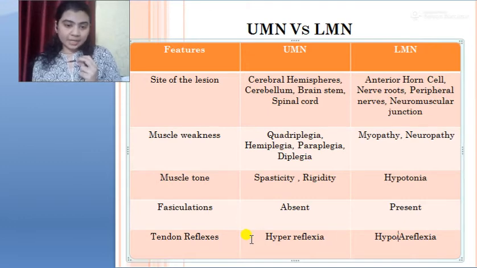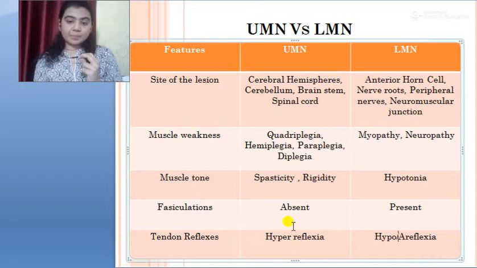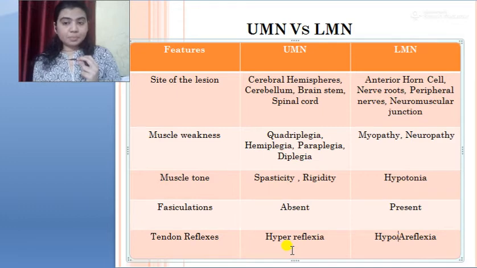If we talk about the tendon reflexes, then in UMN lesion it will be hyperreflexia. So there will be an exaggeration of the response. While in LMN it can be hyporeflexia or it can be areflexia. Hypo means decreased reflex. Areflexia means an absence of reflex.